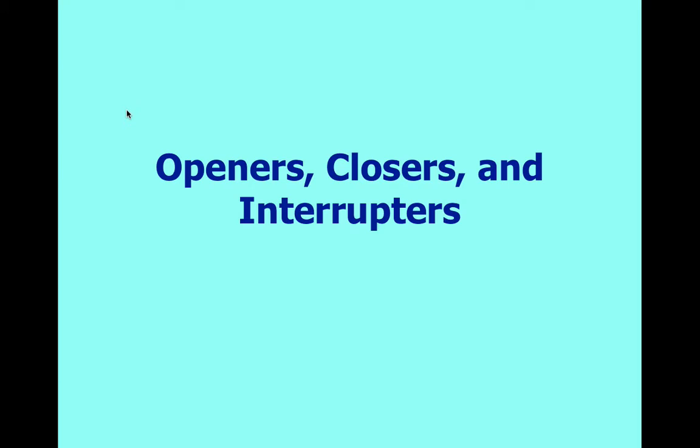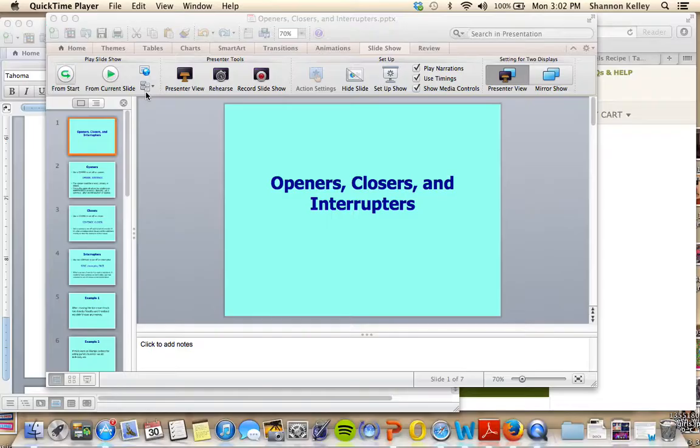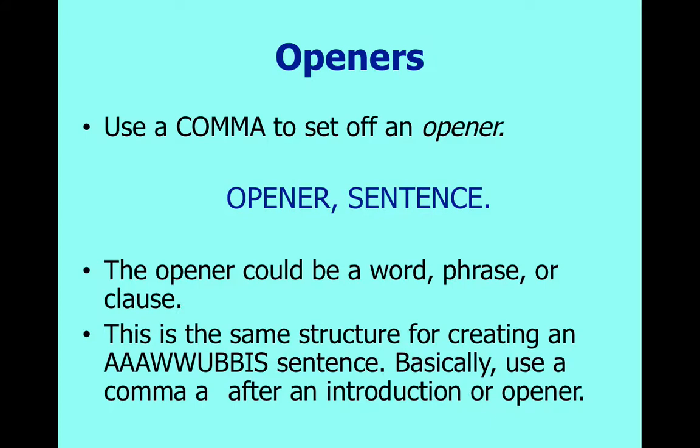Okay, so this is 3.4 Quack Part 2, and we're going to talk about openers, closers, and interrupters. First, you want to use a comma to set off an opener. So you would have an opener, comma, and then the rest of your sentence. The opener could be a word, a phrase, or a clause.